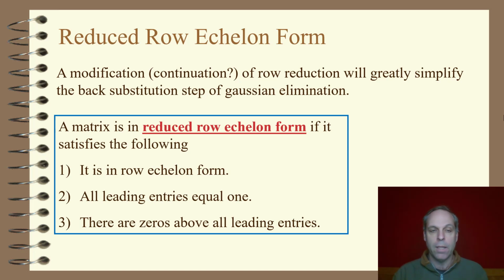So, a matrix is called in reduced row echelon form if it satisfies the following. So first, it has to be in row echelon form. But then, all the leading entries can't be just anything. They have to be 1, and all the entries above the leading entries also have to be 0.